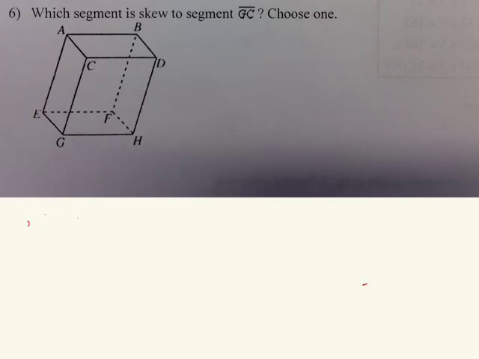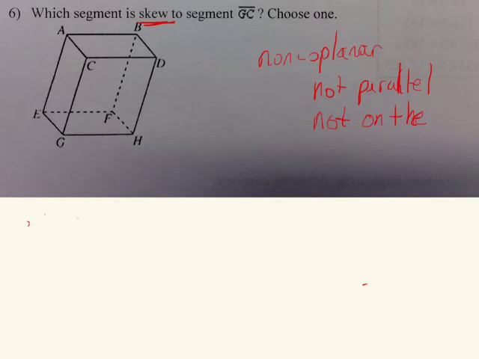To understand this one, we got to first define what skew means. So skew is just non-coplanar. It's a line that is non-coplanar. So basically this one is not parallel. Not parallel, and not on the same plane. Not on the same plane.